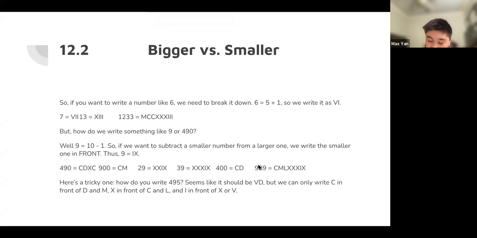989 is equal to 900, which we get from CM. But we need 89, so we get LXXX. And then to get the 9, we get IX.